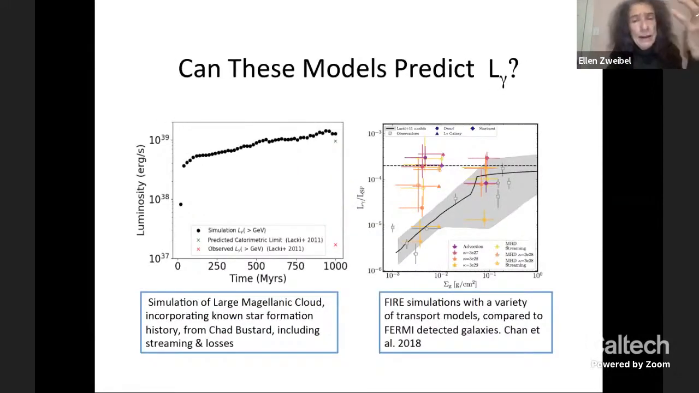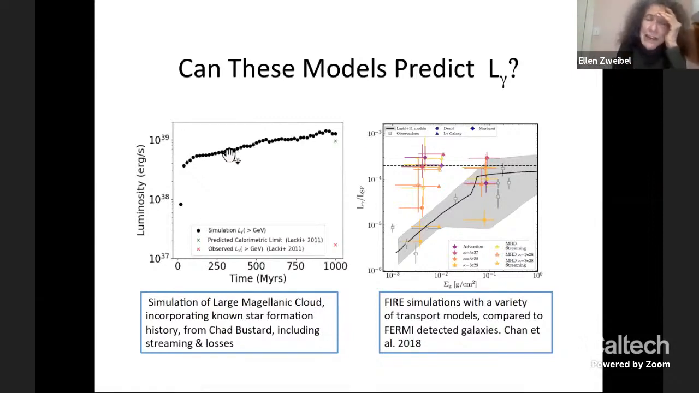So one possible test of galactic winds driven by star formation, or star forming galaxies with cosmic rays, is whether the gamma ray luminosity comes out right. So we make these assumptions about the cosmic ray population and how it interacts and try to predict what the gamma ray luminosity should be.